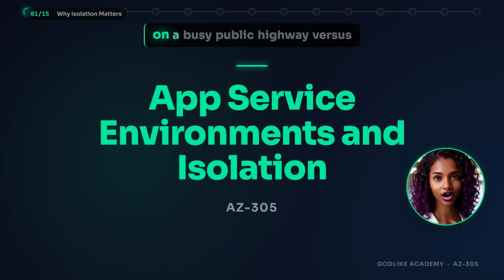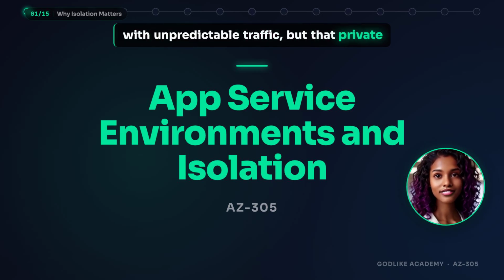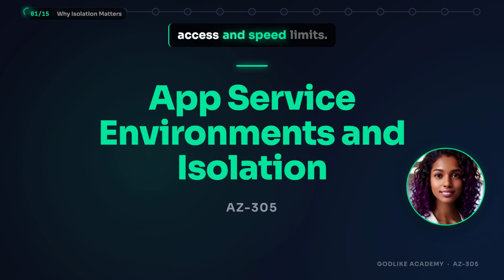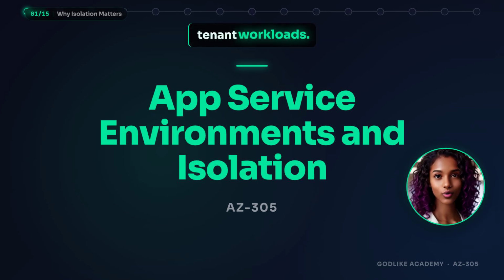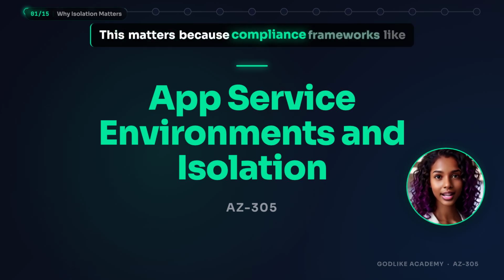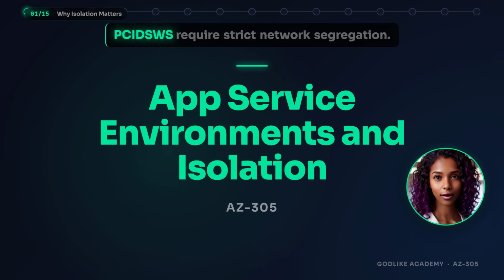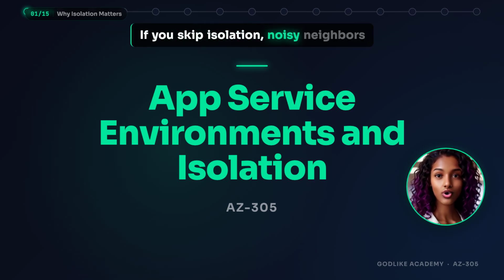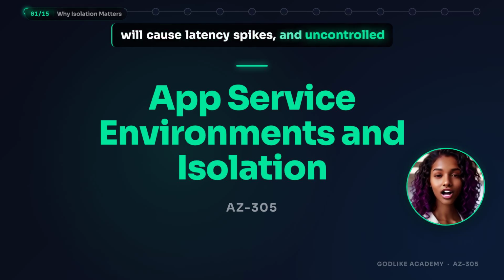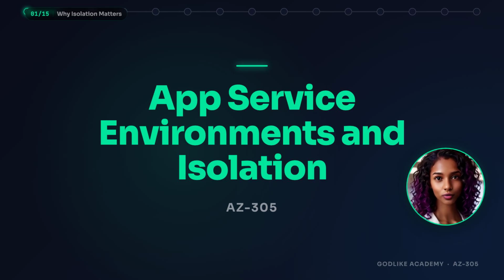Imagine you are driving a car on a busy public highway versus a dedicated private tunnel. On the highway, you share lanes with unpredictable traffic, but that private tunnel gives you total control over access and speed limits. In Azure App Service, standard plans operate exactly like that shared highway, while an app service environment acts as your isolated tunnel for single-tenant workloads. This matters because compliance frameworks like PCI-DSS require strict network segregation. If you skip isolation, noisy neighbors will cause latency spikes, and uncontrolled public endpoints expose your data to breaches.